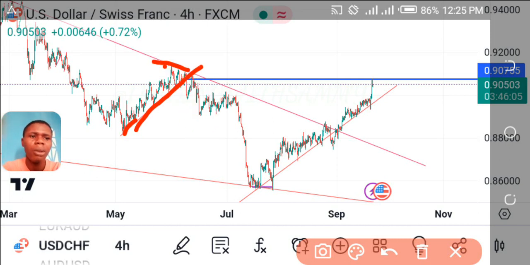Now let me take this out so you can see it clearly. This is where the market retraced back to the trend line, and we're able to take price to the downside.